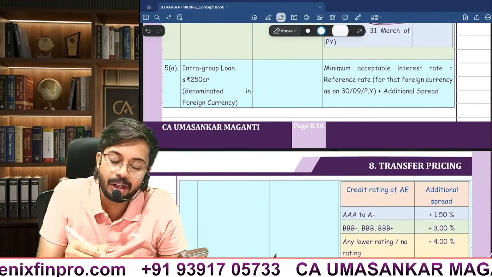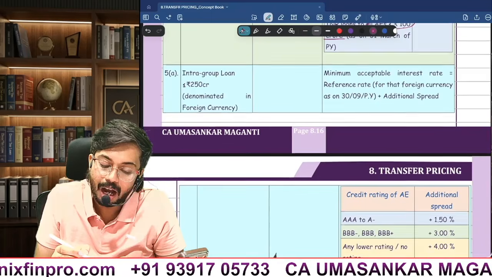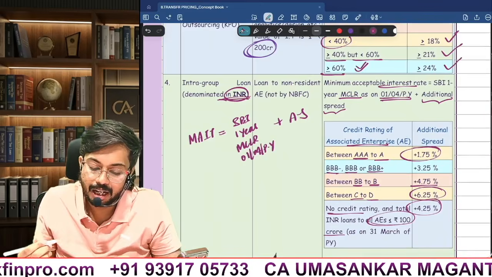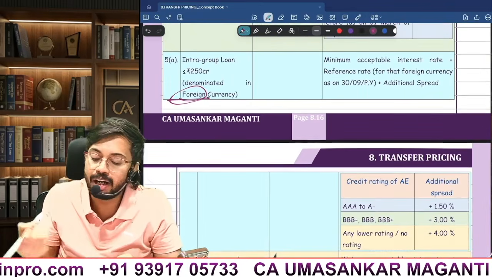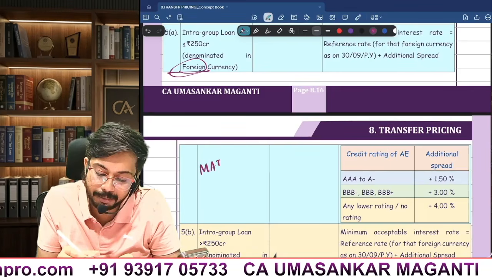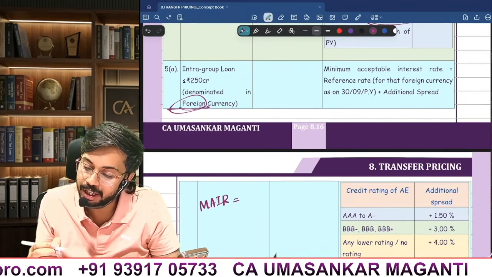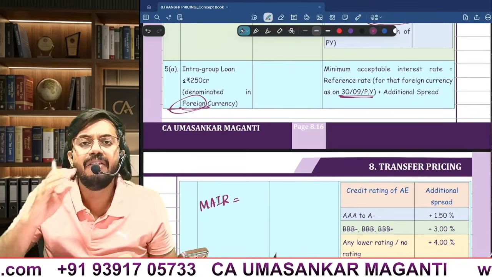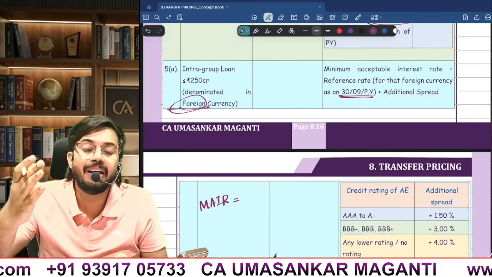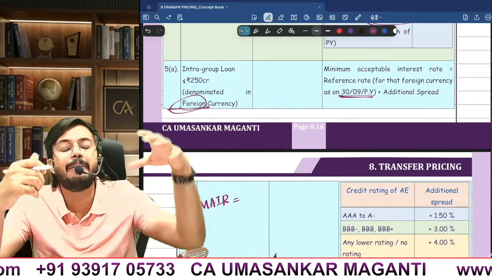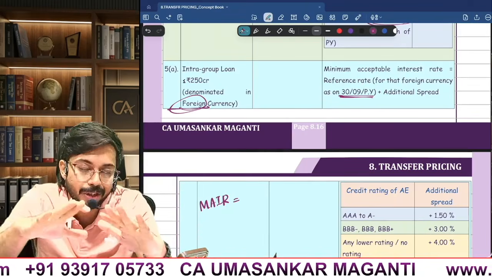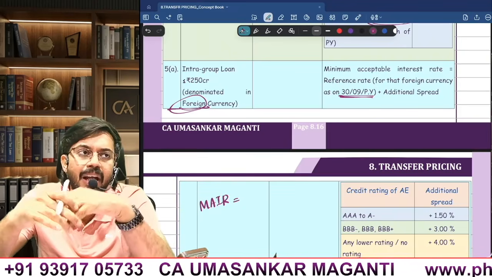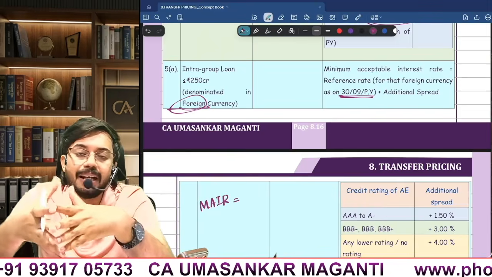Next, intra-group loan less than or equal to 250 crores. Here the transaction was denominated in INR; now the loan amount is denominated in foreign currency. Then how much is the minimum acceptable interest rate? The minimum acceptable interest rate is equal to the reference rate for that foreign country as on 30th September of previous year. Very simple. Every country has a central bank. In India, the central bank is RBI. In other countries, some other central banks will be there.